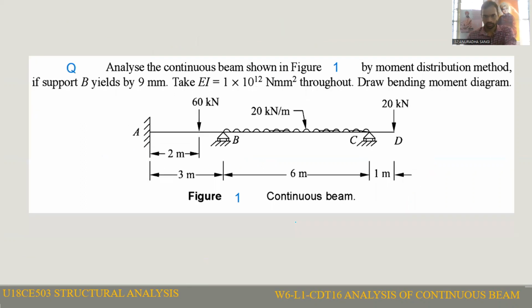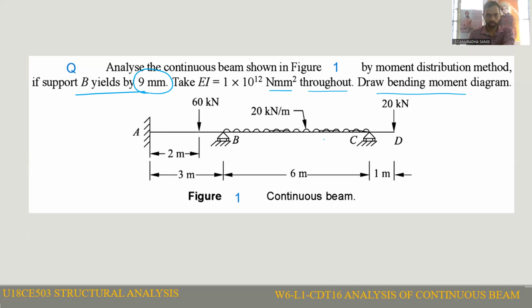Okay. Now we'll see the problem related to this continuous beam with sinking of support. Analyze the continuous beam as shown in the figure by the moment distribution method. If support B sinks by 9 mm, take EI equal to 1 into 10 to the power of 12 Newton mm square throughout. Draw the bending moment diagram. So this is the given problem.